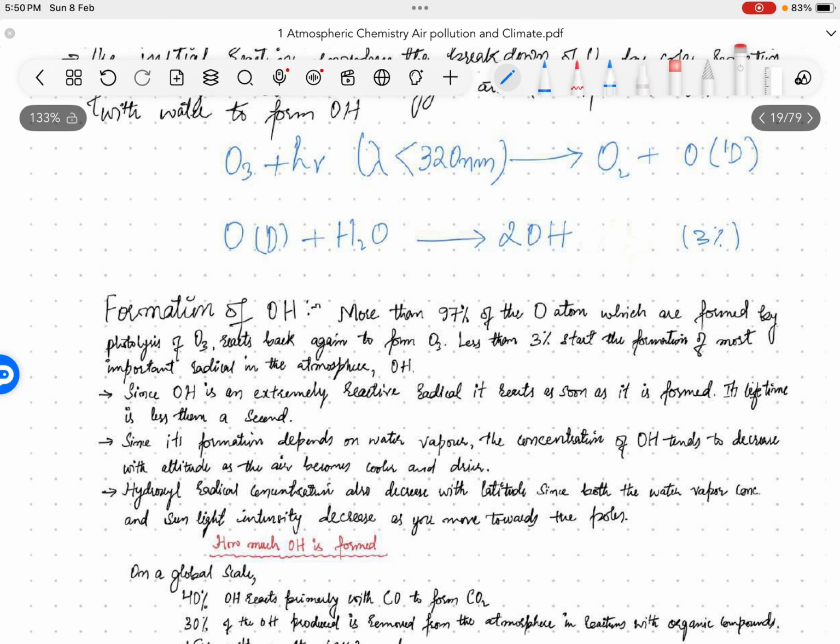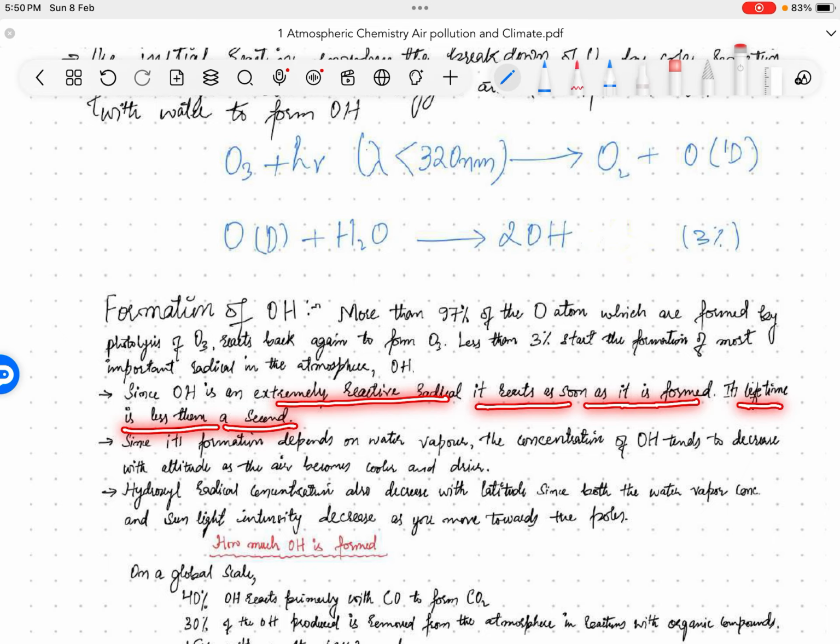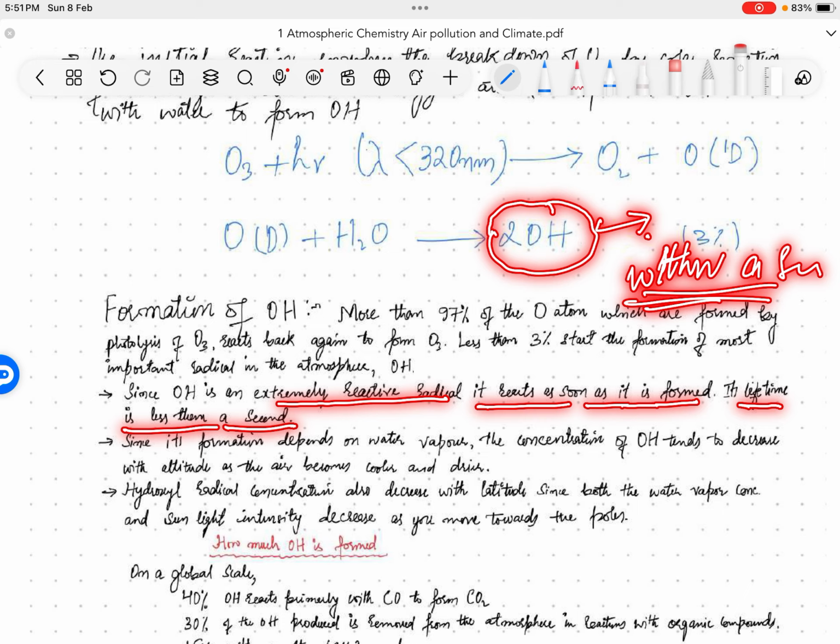The OH radicals are extremely reactive radicals. It reacts as soon as it is formed. Therefore, the lifetime is less than a second. So as soon as these OH radicals form, they will react as soon as possible within a second. So OH radicals have a lifetime of less than a second.